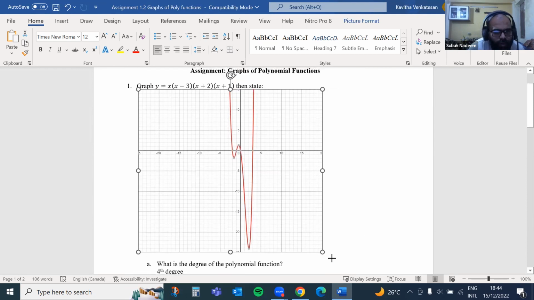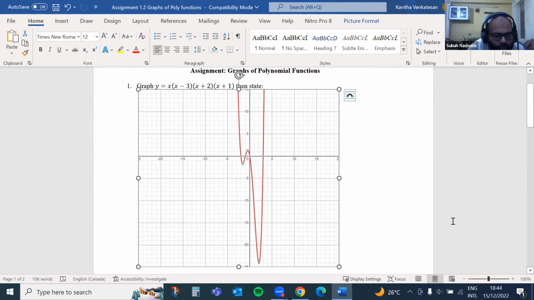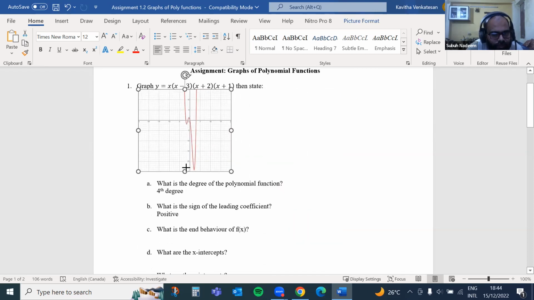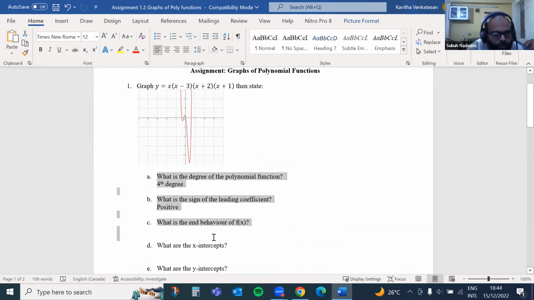So you took 0, you took 3, and from 3 it is positive, then it comes back at 0, then it comes at -1, then it comes back at -2. Fine, the graph is all right. And these are the questions, but I don't know if they're right. What is the degree of the polynomial function? So it is fourth degree, correct. What is the sign of the leading coefficient? It is positive. What is the end behavior of f(x)? End behavior of f(x) means it is concave and it is positive. This is what they mean, I think.